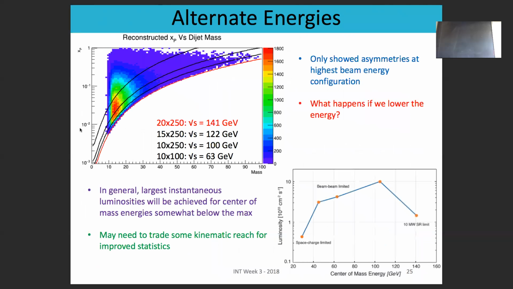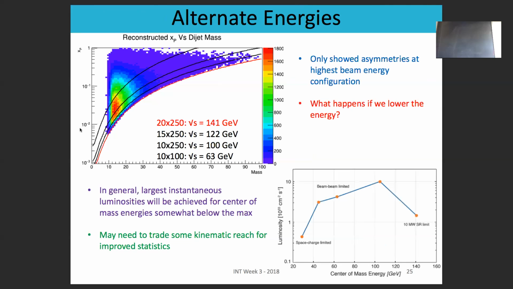So just quickly, again, now about energies here, I just want to make the point. Everything I've showed has been for the maximum root S of 141 GeV, and that sets, if you remember, I showed that leading order formula about the kinematics, how low you can go in x_p and the mass range that you access. And as you go to lower root S's, these curves kind of back up, and you restrict your lowest x_p range as well as your mass reach.